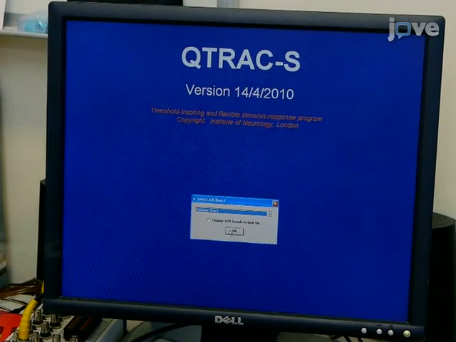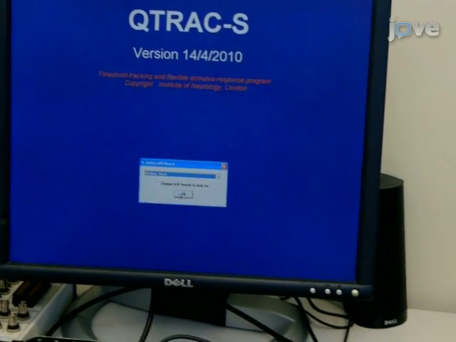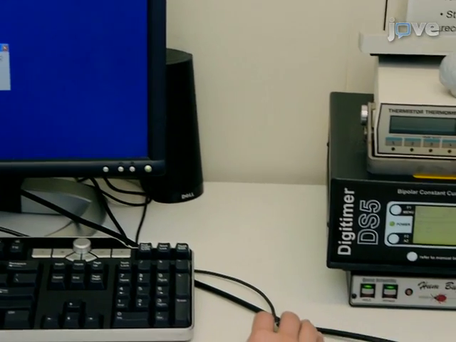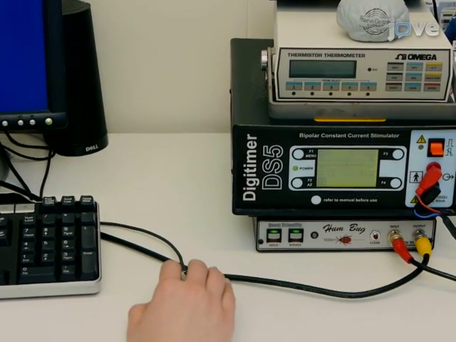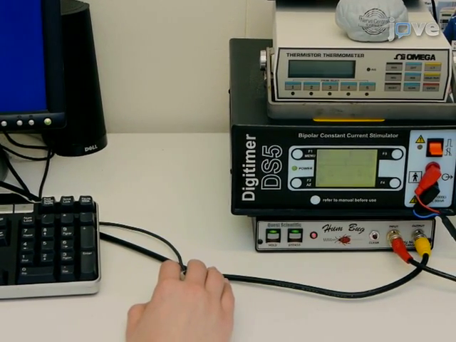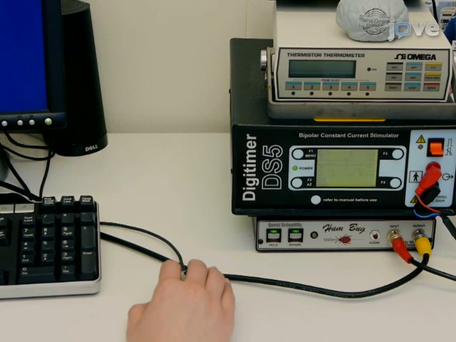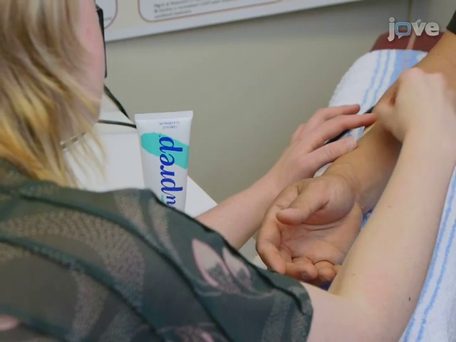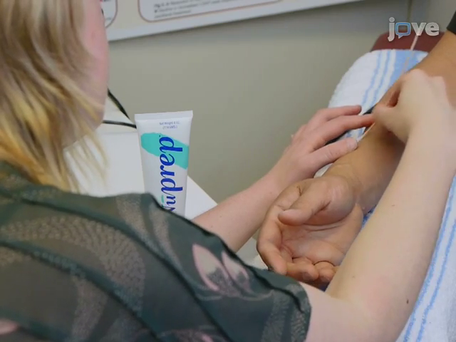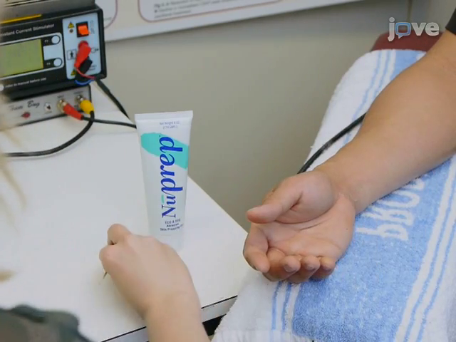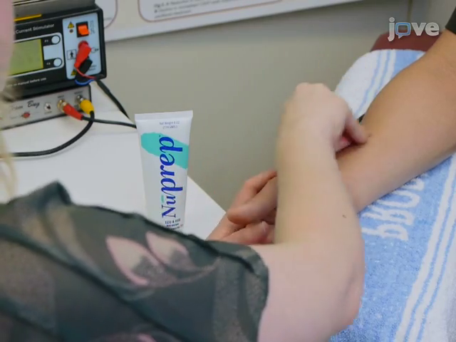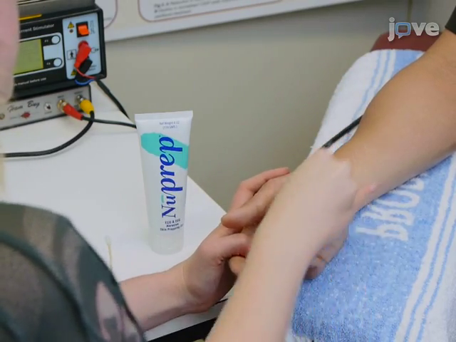Undertake sensory and motor excitability protocols on the median nerve using the semi-automated computerized system QtracW and an isolated linear bipolar constant current stimulator and amplifier. Begin preparation by using an abrasive gel or pad to prepare the skin surface at the wrist and forearm to reduce skin resistance, and then apply an alcohol wipe.